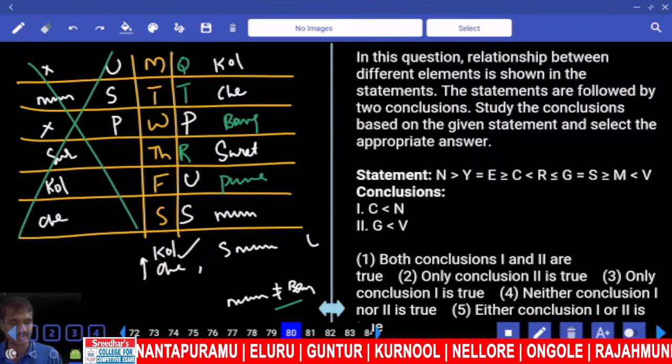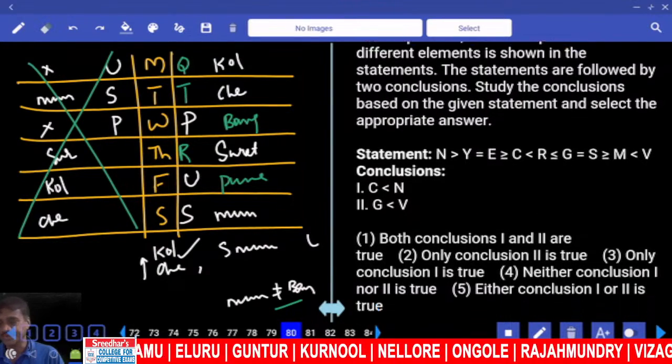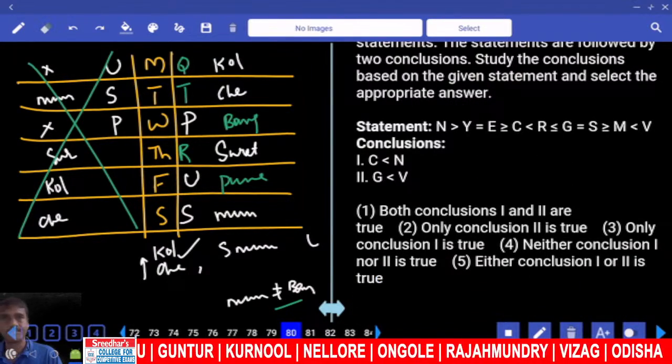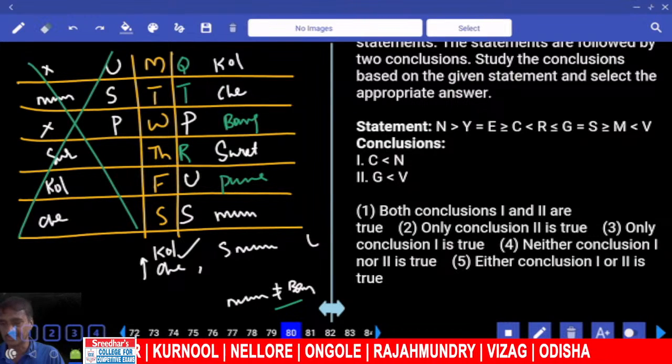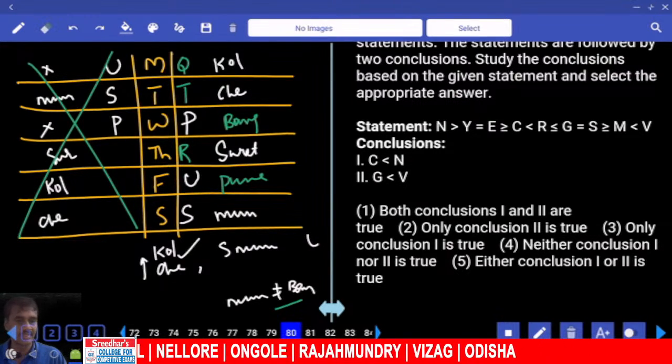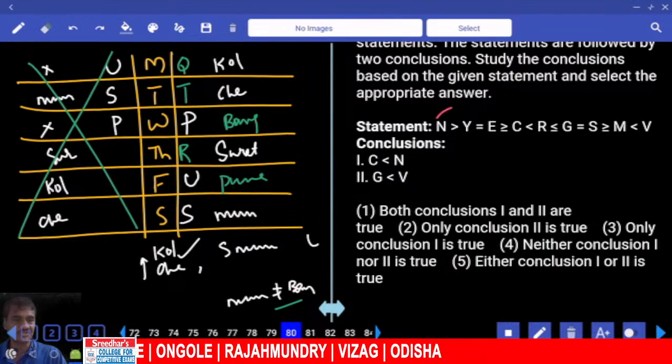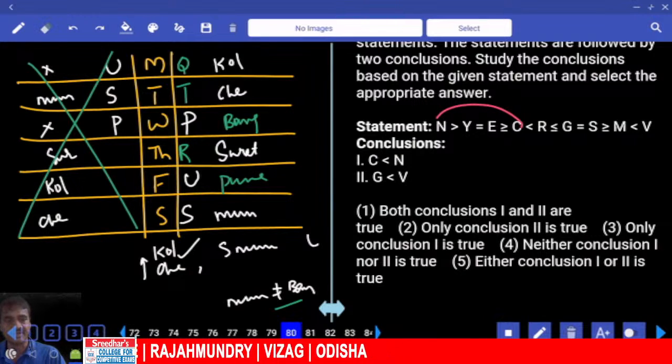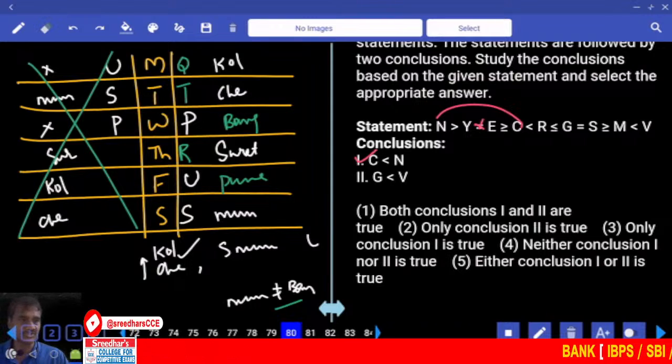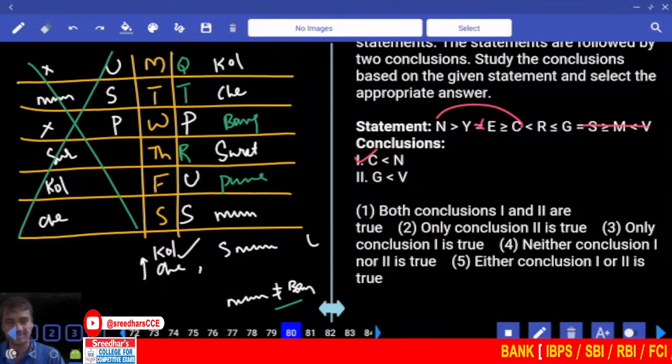Then coming to question number 80. Now 80 onwards, first or second priority? Definitely first priority: single statement followed by 2 conclusions. Then C and N. N is here, C is here, N to C. And what is the symbol that is common? Greater than. N greater than C is nothing but C lesser than N. G and V: G is here, V is here, opposite symbol, no relation. Then what is your answer? Only one, that is choice 3, question number 80.